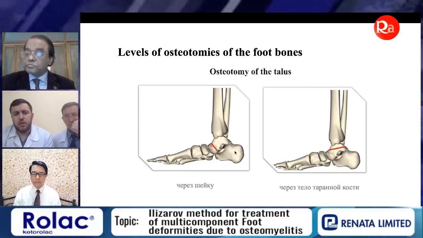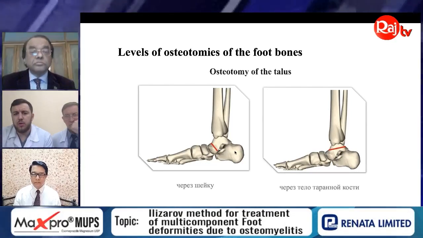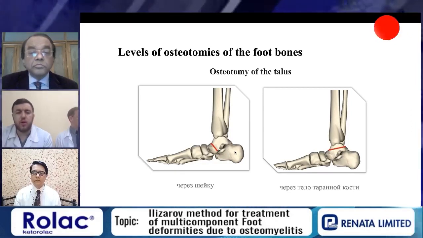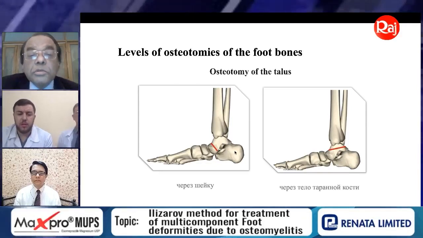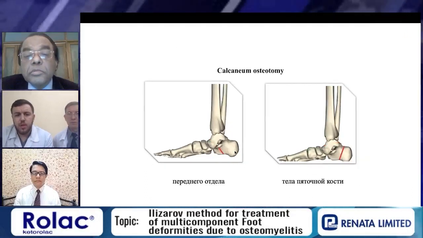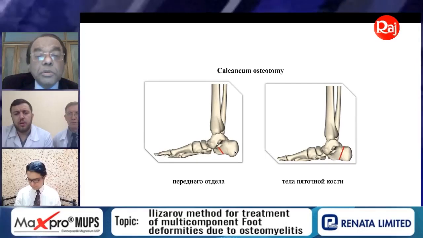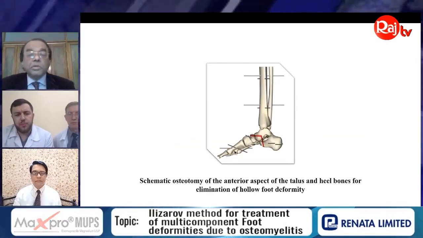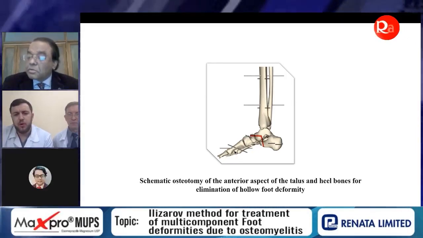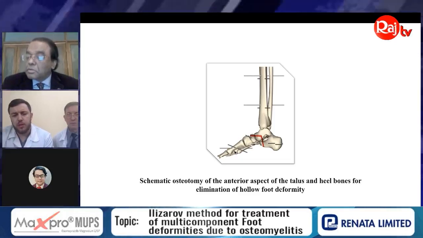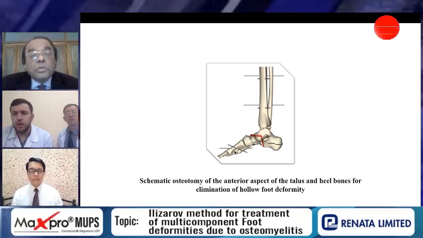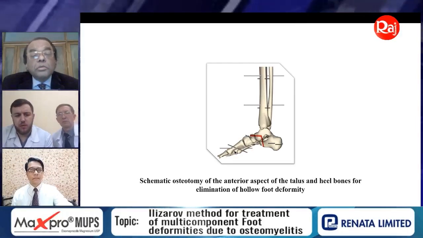So, and levels of osteotomy of the foot bones for some types of correction of deformities, like in that case, types of osteotomy of the talus, calcaneum osteotomy, V-shape osteotomy of the midfoot for correction of deformity of the midfoot, or for correction of some deformities of the cavus foot.